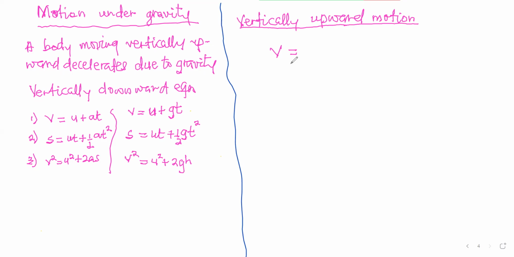Okay. So V is equal to U minus GT. So Nora, why do you think this must be minus? Because it's deceleration. Exactly. But because it will decelerate, if the speed decreases with time, then the acceleration will be negative. And this acceleration is due to gravity. That is why we are changing A to G.